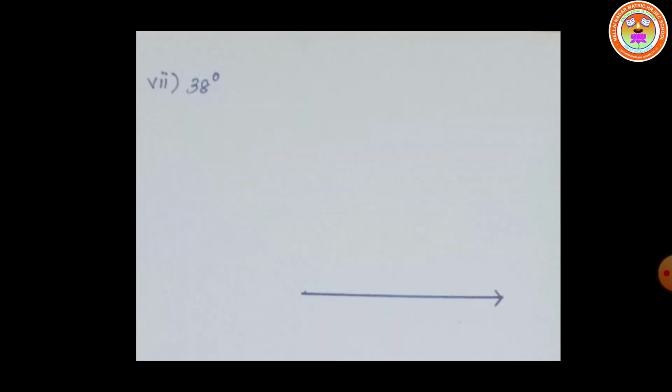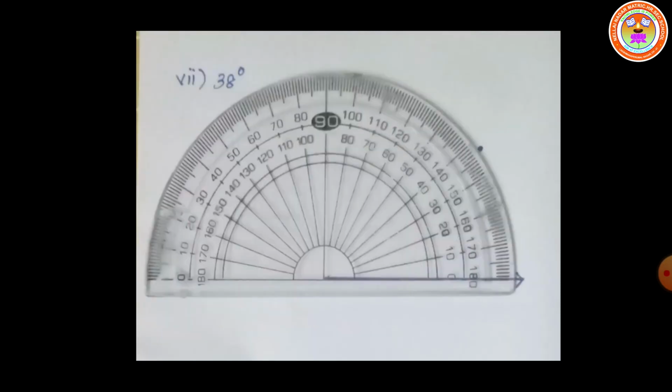Next one, 38 degree. First step, you have to draw the base ray and then keep the center of the protractor to the starting point of this ray. So we have to mark 38 degree. For that you see first where the 0 degree comes along the base ray in the inner scale reading. Therefore in the inner scale reading you see where 38 degree comes. See, after 30 the 8th line will be 38 degree.